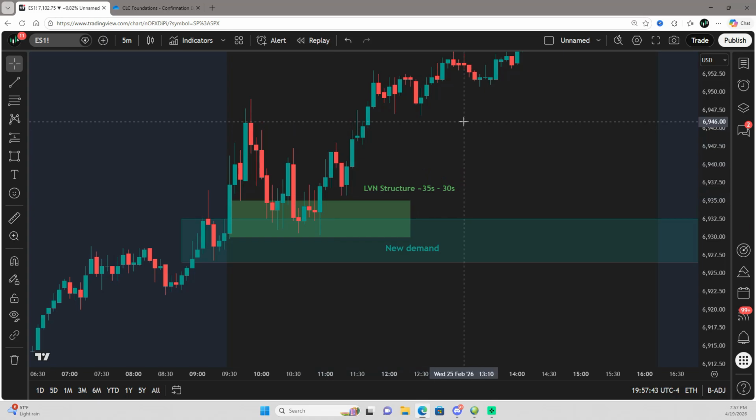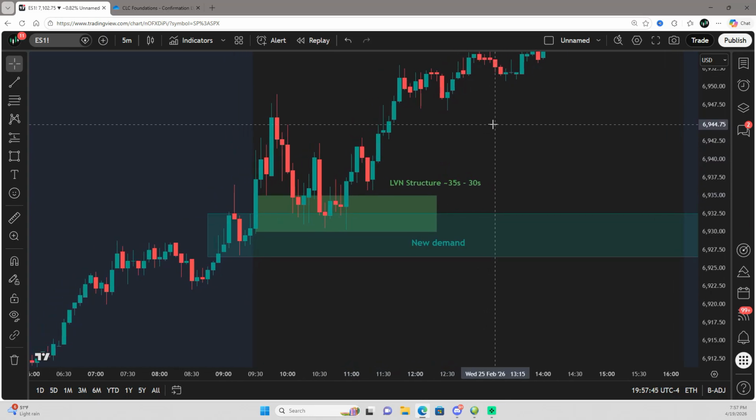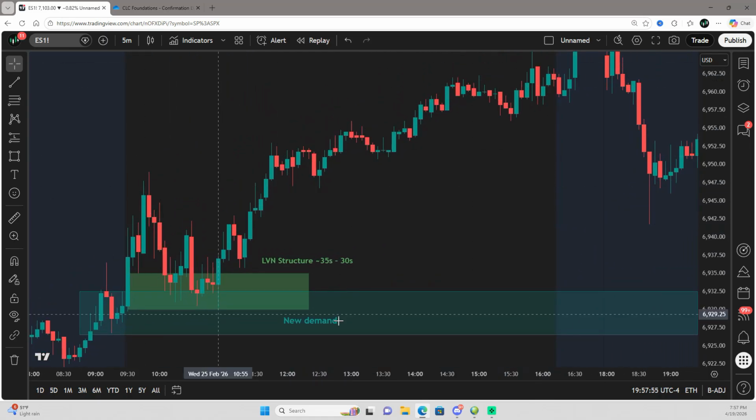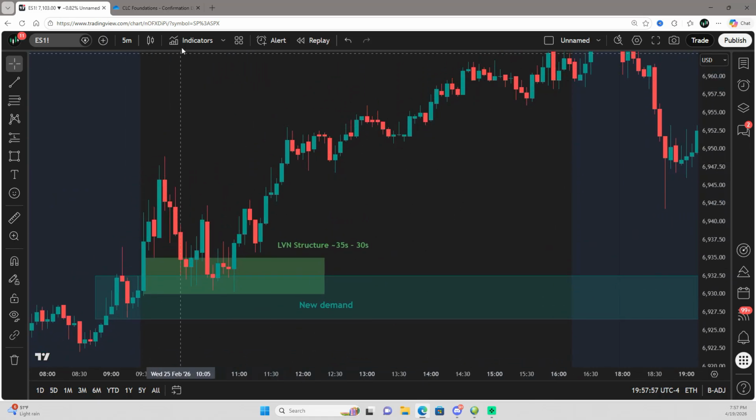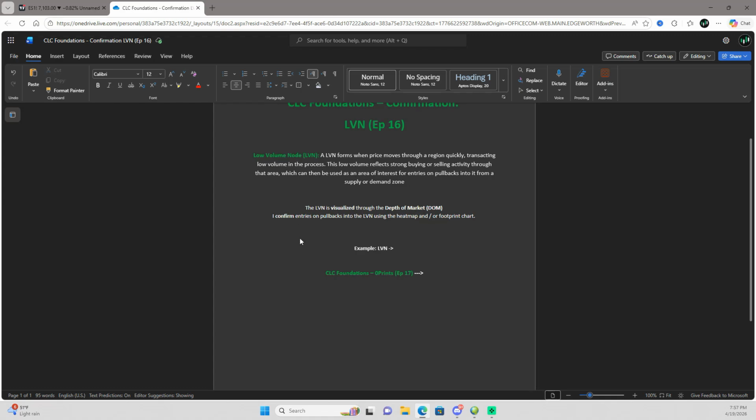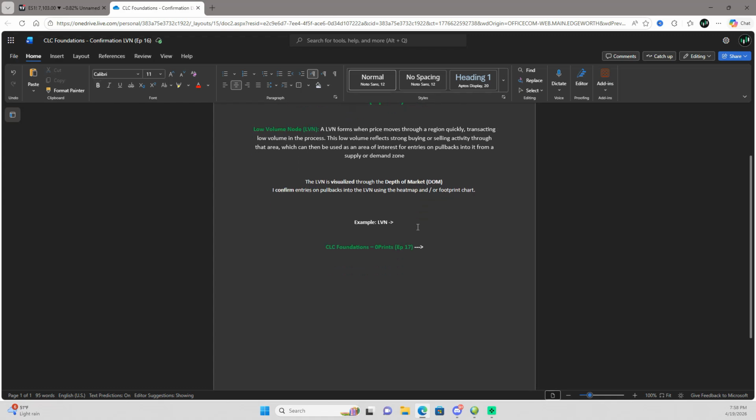Trading order flow allows us to enter the market at the most optimal times. At the times when everybody else is shorting the market into this low volume node structure, we see the buying. And so this can allow us to capture these excellent opportunities. So that's just one example of the low volume node. And now we're going to head over to the next video to talk about zero prints.